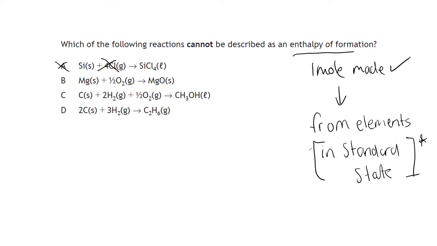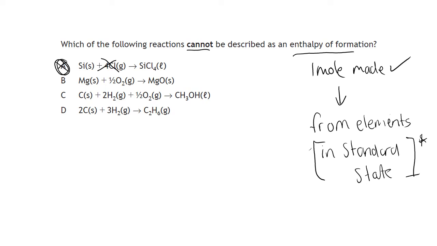Magnesium is a solid, oxygen is a gas, and it's O2. That's fine. Oh, which one cannot? Oh, sorry. Answer is A, because all the others have everything in the correct state. Chlorine should be Cl2. So our answer is A.